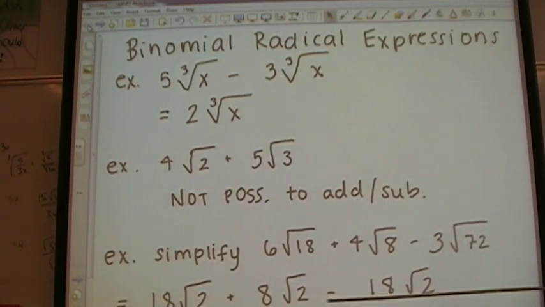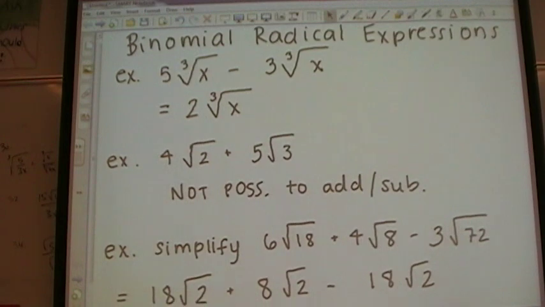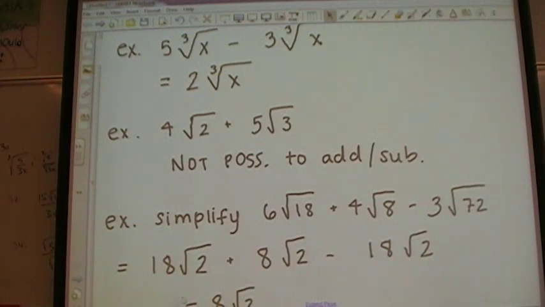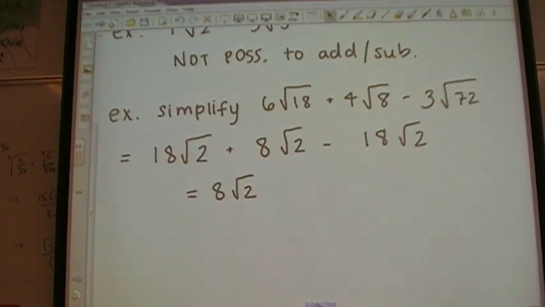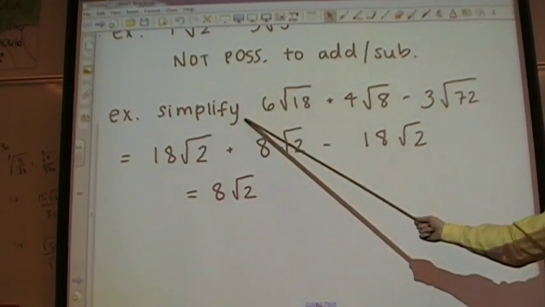Everybody see that? And the last one, what's the best way to break up the 72? 8 and 9. 36. The best way, what? 36 and 2. You want to pick the largest factor that's a perfect square. In this case it would be 36 and 2. If you want to do 8 and 9, that's fine, but you're just going to have to do more steps at the end. 36 and 2, square root of 36 is 6. 6 times 3 is 18. 18 root 2 minus 18 root 2 is nothing, so I'm just left with 8 root 2.